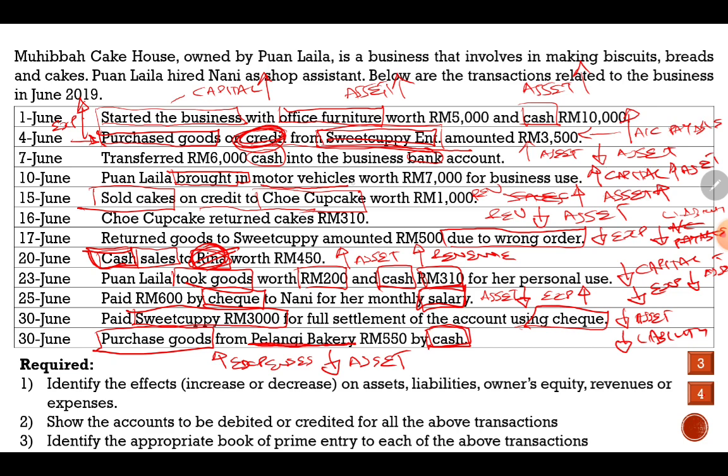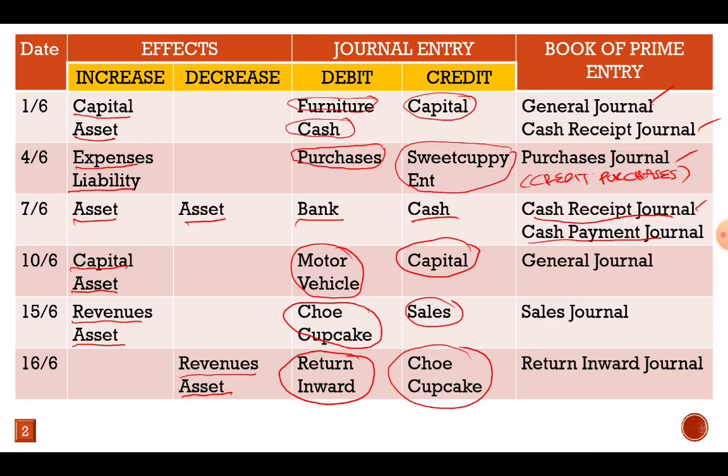Okay, and 10 of June, again, this one is additional capital. Additional capital by the owner. Owner bawa masuk motor vehicle. Okay. Untuk guna dalam business. So, yang ni samalah macam the first one tadi. Sebab dia bawa masuk non-current asset other than cash. So, dia akan record dalam general journal. Kalau owner tambah cash ataupun invest more cash into the business, yang tu akan masuk dalam cash receipt journal. But this one, sebab dia bawa masuk motor vehicle, so kita record dalam general journal.